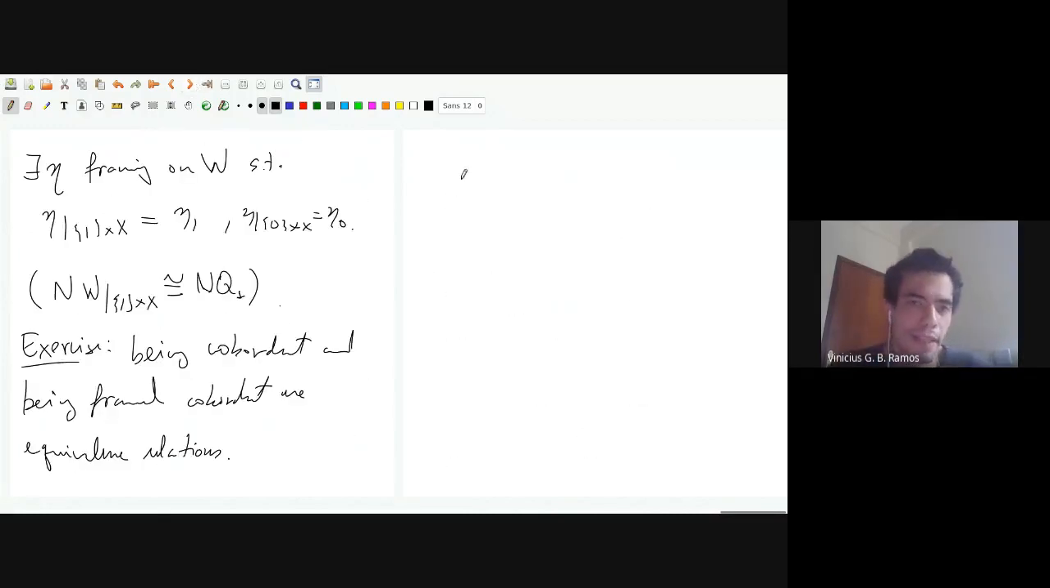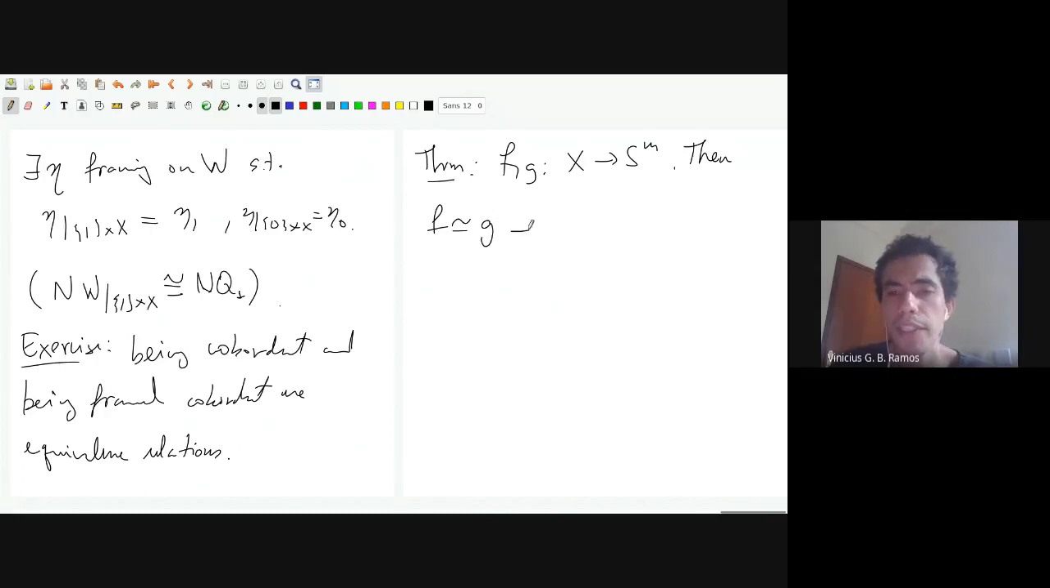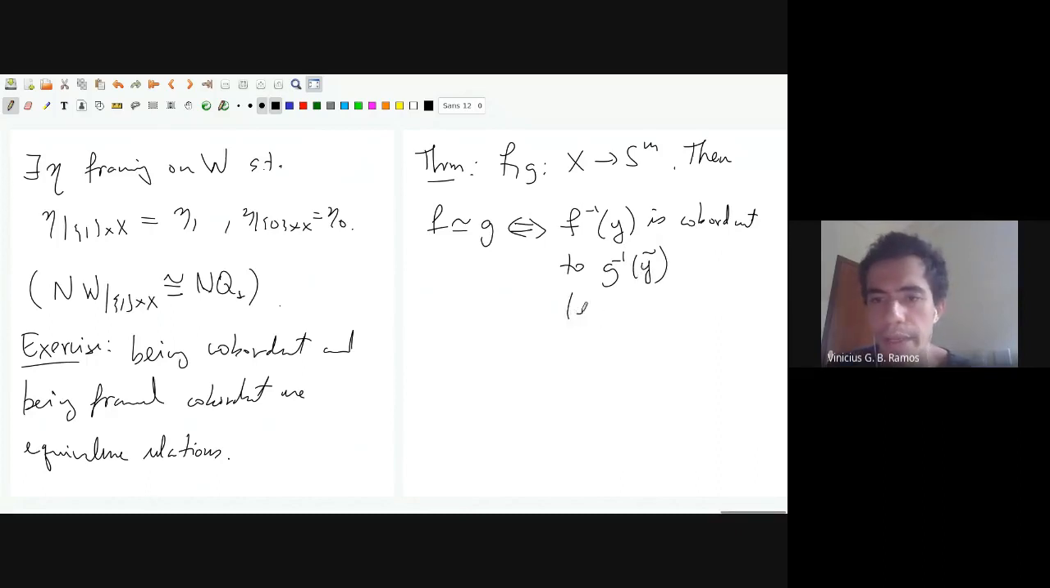And finally, let me state the main theorem, and I can talk about the proof a little bit on Thursday. The theorem is that if you have two functions f and g from X to S^n, then f is homotopic to g if and only if the pre-image of a regular value y of f is cobordant to the pre-image of a regular value y tilde of g, where f is transverse to y and g is transverse to y tilde. Okay, so that's the most general theorem for the Pontryagin-Thom construction.